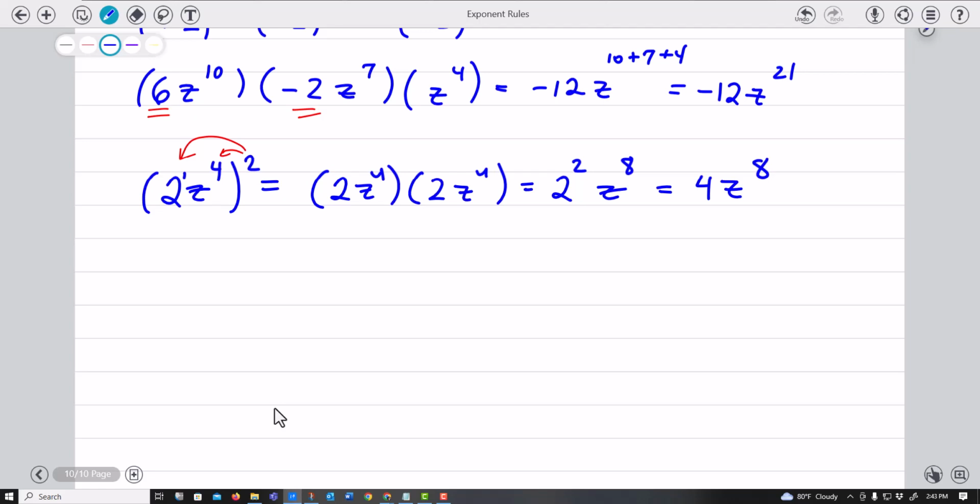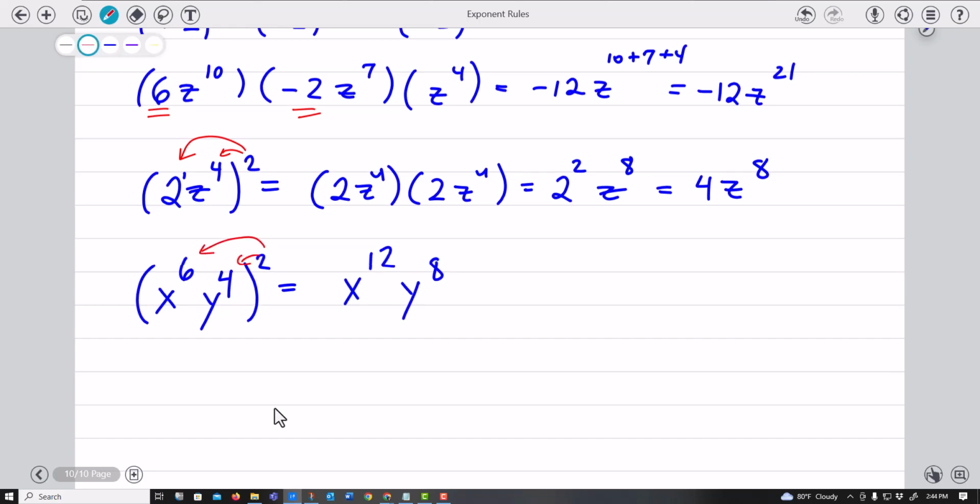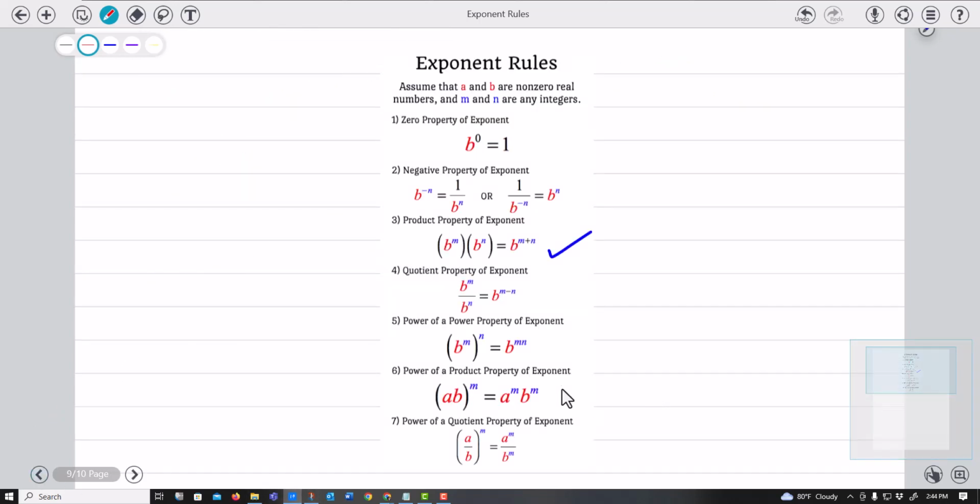When these get nice is if you have something like x to the 6th, y to the 4th squared, then I can see this would be x to the 12th, y to the 8th, because once again, 2 times 6 and 2 times 4. All right, so looking once again, that's this rule right here.